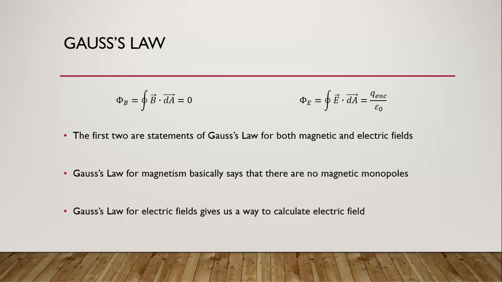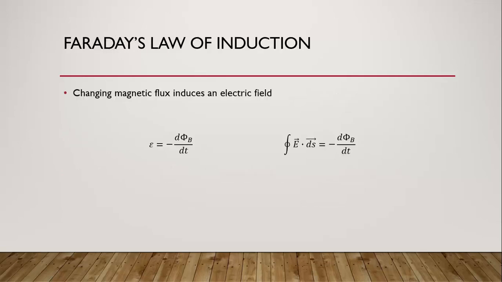What Gauss's law says for electric fields is that you can actually calculate an electric field using Gauss's law because you can have monopoles, things that are positively charged and negatively charged. So these are the first two of Maxwell's equations. Gauss's law for magnetism essentially says that magnets always have a north and south end. Gauss's law for electric field says, here's a way to calculate electric field using electric flux.